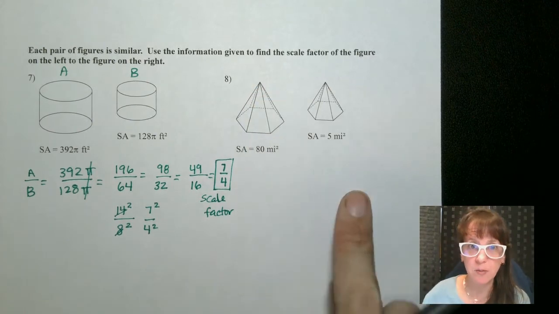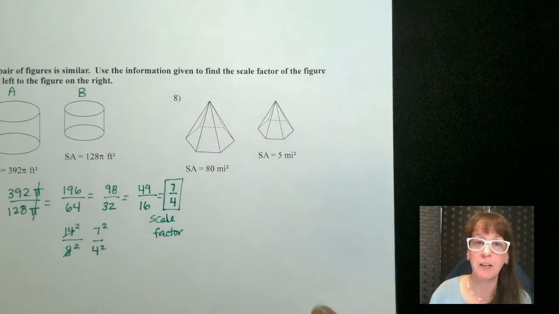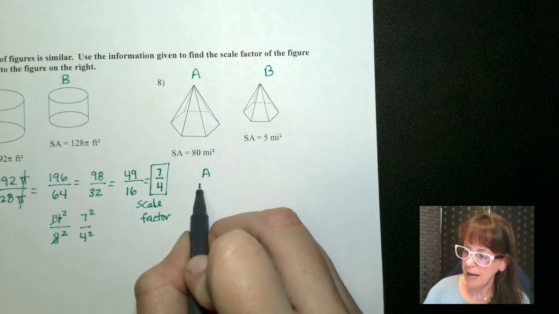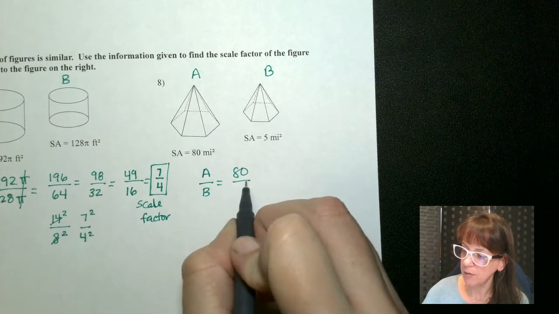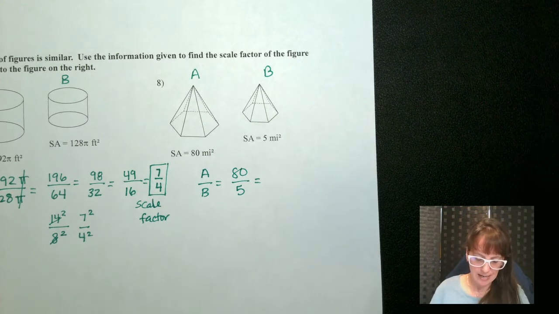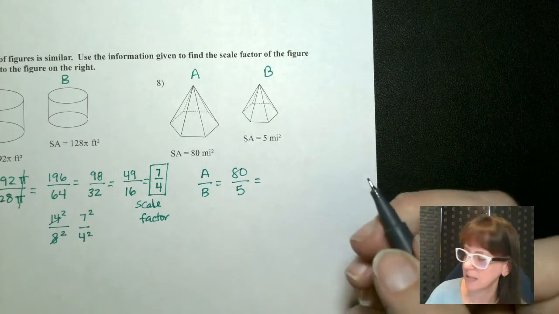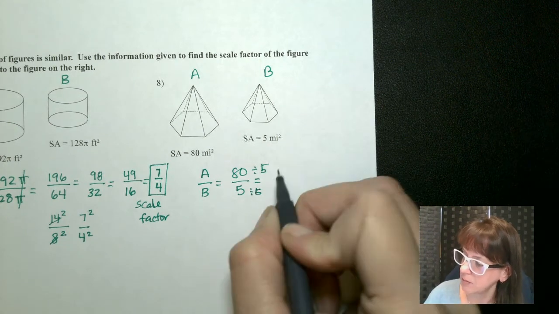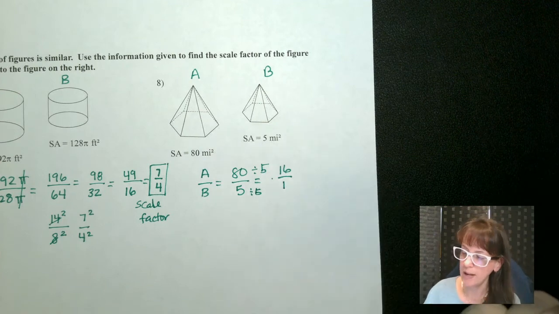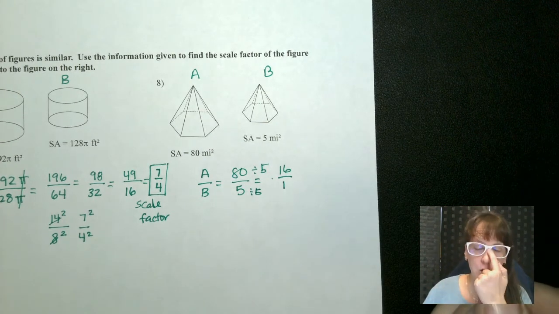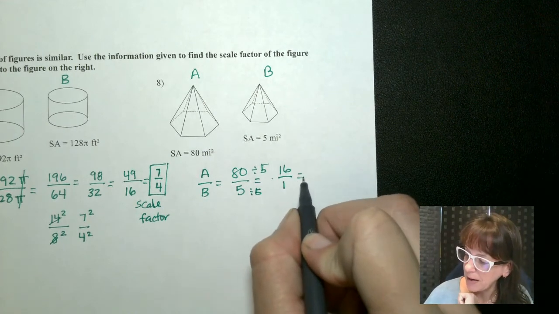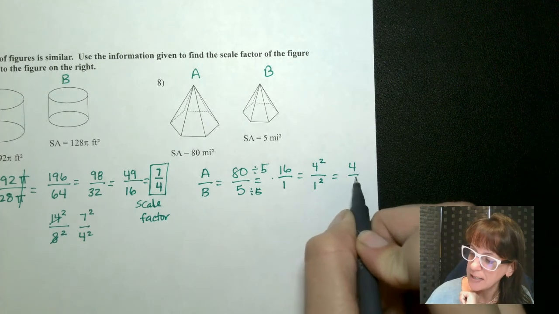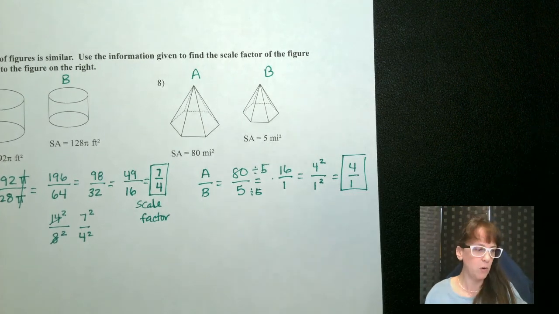Okay, so now looking at this one, let's see if, given the surface area, we can figure out the scale factor. We'll call this again A and B. So A to B, we get 80 over 5. Well, if I take 80 and divide that by 5, I don't know why I can never remember that, 16. Divide by 5, we get 16 over 1. So that is the ratio of the areas. However, our scale factor is going to be 4 squared, 1 squared. So our scale factor is 4 to 1.